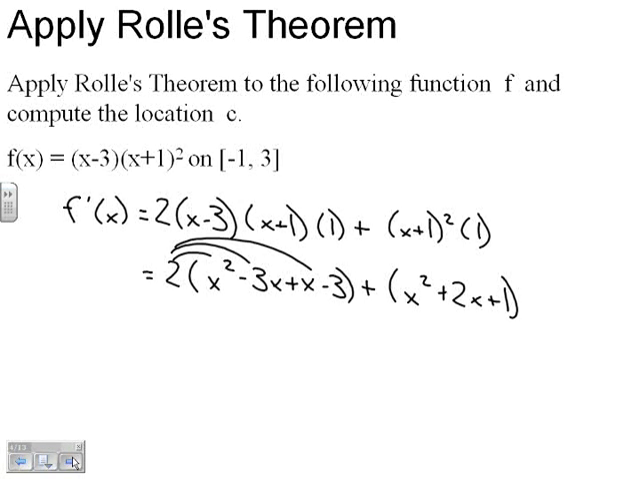You got 2x squared plus another x squared, so that gives me 3x squared. I've got negative 6x plus 2x, so that gives me negative 4x, plus another 2x, so minus 2x. And then our constants, I've got negative 6 plus 1, so negative 5. So that is the simplified version of our derivative.